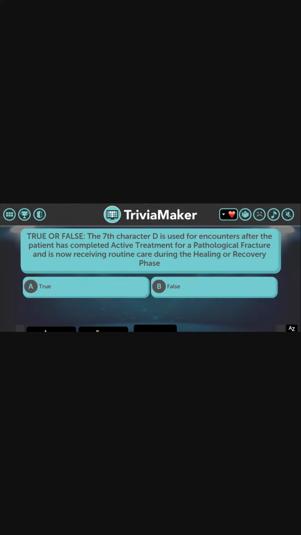All right, I'm getting a lot of amazing responses for this one. So, yes, this one is going to be true. That is what the 7th character D is used for. In contrast, you would use the 7th character A for a pathological fracture if the patient is receiving active treatment for the fracture. So, active treatment, you would use the 7th character A, but since this is the healing or recovery phase, the 7th character is going to be D. Amazing to everyone that got that one correct.